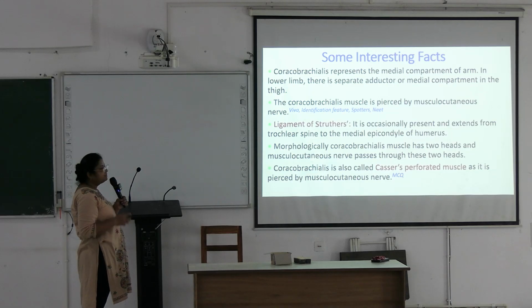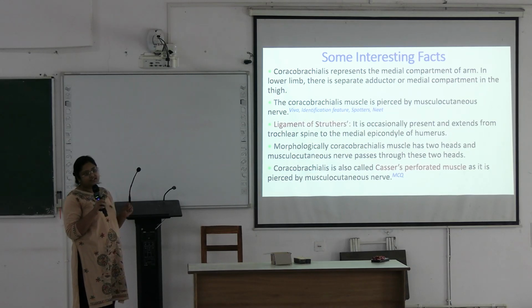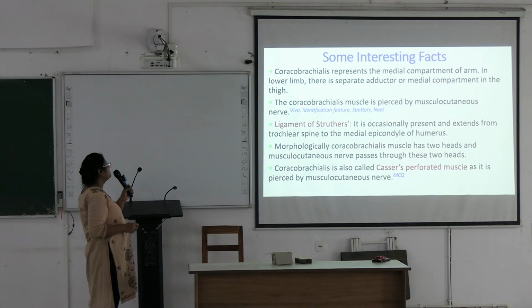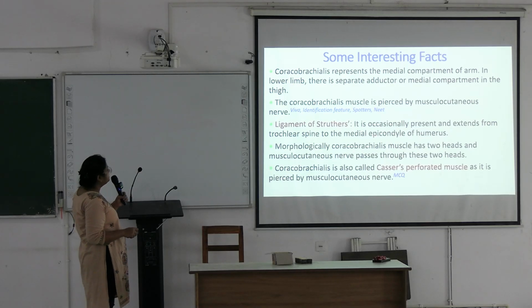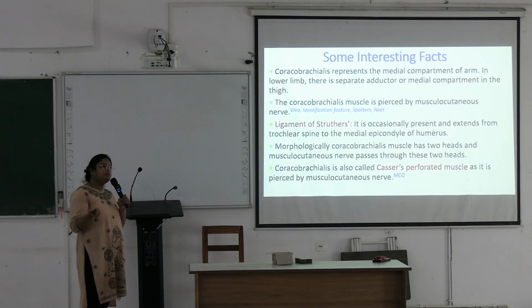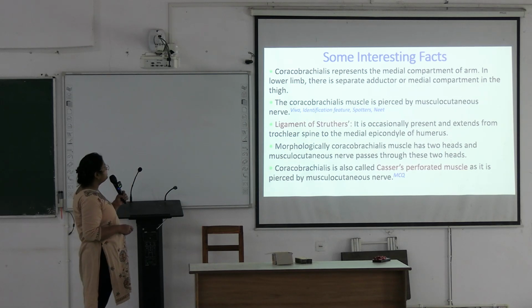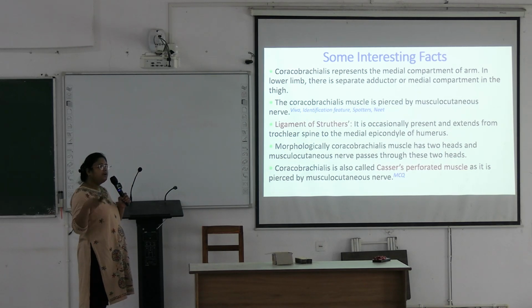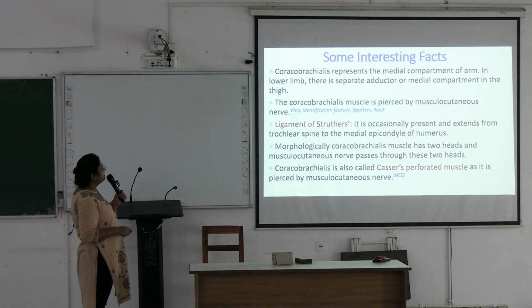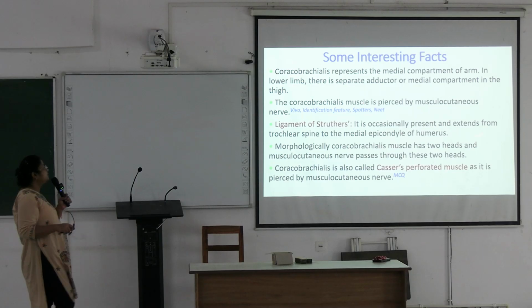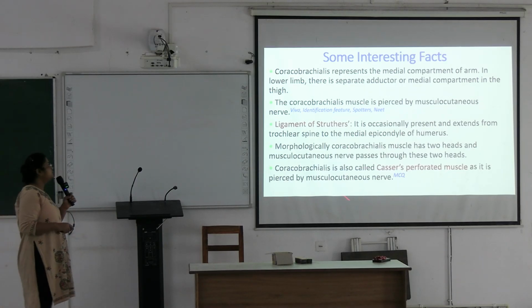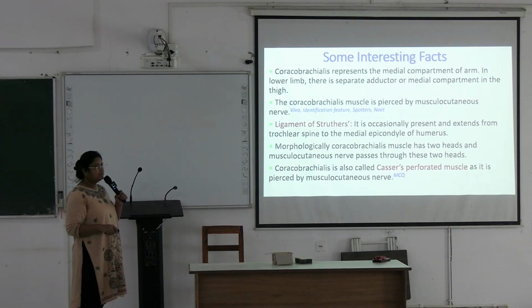What is the ligament of Struthers? This you have read during the humerus class. Ligament of Struthers is occasionally present and extends from the supracondylar spine to the medial epicondyle of the humerus, and morphologically it represents the third head of the coracobrachialis, and the musculocutaneous nerve passes between the two heads of coracobrachialis. Morphologically, coracobrachialis muscle has two heads and the musculocutaneous nerve passes through these two heads. And coracobrachialis is also called Casserius' perforated muscle as it is pierced by the musculocutaneous nerve.